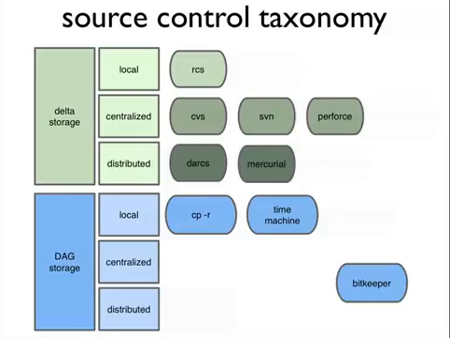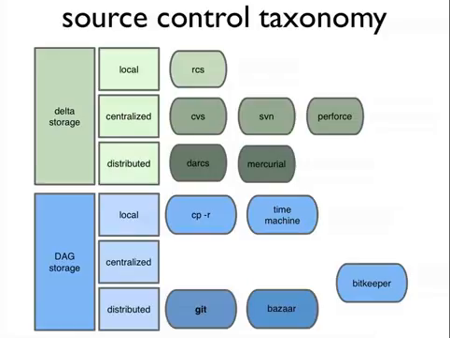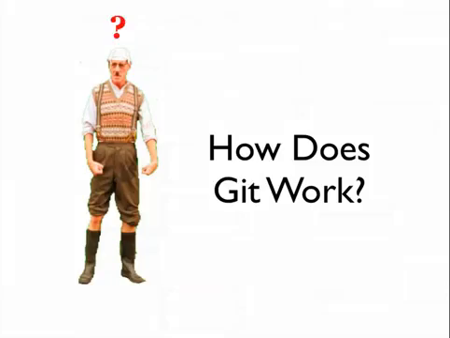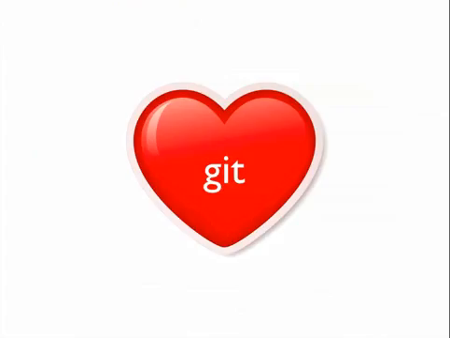A slightly centralized and basically distributed snapshot storage system is BitKeeper, which is commercial and was used for the Linux kernel for a while, but you cannot use it without a centralized server, so it is somewhat centralized. And then fully distributed versions are Git and Bazaar. Now, how does Git work?